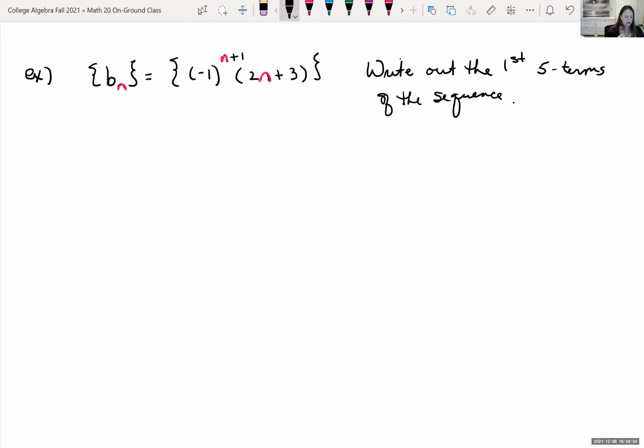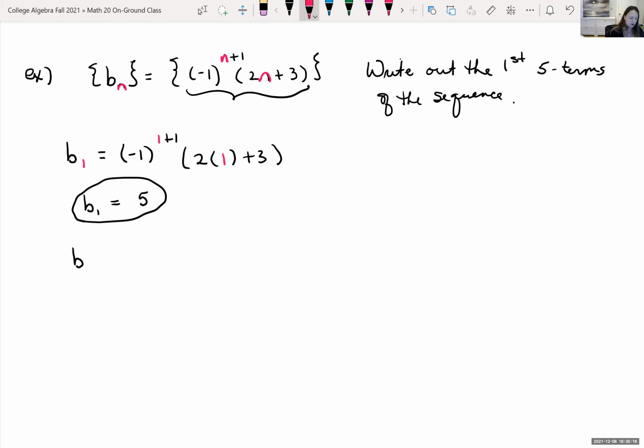Our value of n goes from 1, 2, 3, 4. They're natural numbers. And so if I look at b sub 1, wherever I see an n in this equation, I'm going to plug in 1. So I have (-1) raised to the first power plus 1, all times (2 times 1 plus 3). Simplifying this down, we get (-1) squared, which is +1. And then we have 2 plus 3, which is 5. So we know our first term is 5.